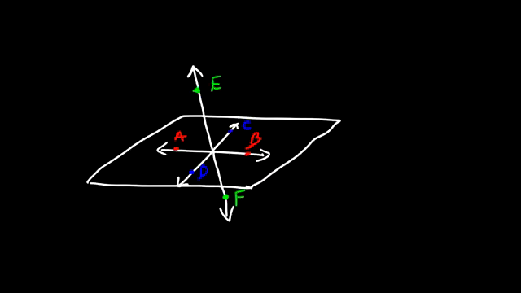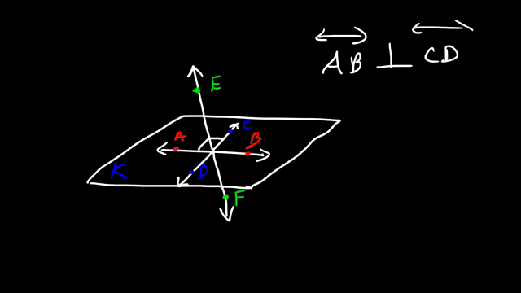Now it's possible that AB can intersect CD at a right angle, but in the plane. And let's call this plane K. So we can say that AB is perpendicular to CD. These are two intersecting lines, and it takes two intersecting lines to determine one plane.